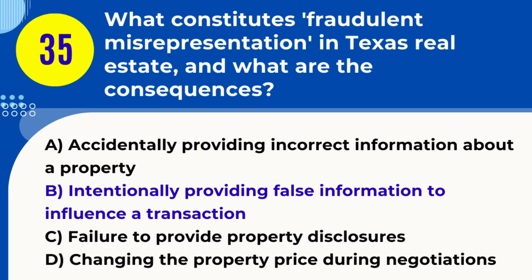Answer: B. Intentionally providing false information to influence a transaction. Explanation: Fraudulent misrepresentation in Texas real estate involves intentionally providing false information or concealing facts to influence a transaction. The consequences can include legal action for damages, rescission of the sale, and potential criminal charges.